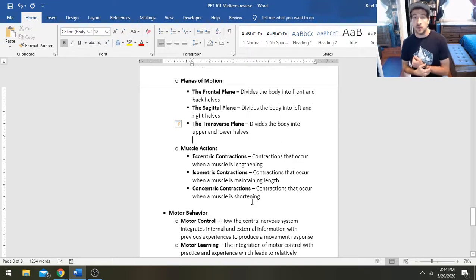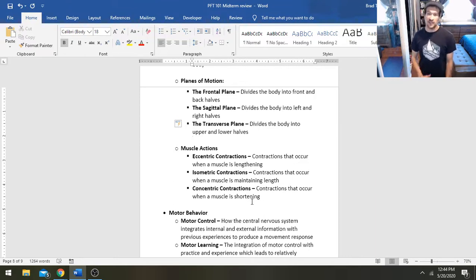We've also got planes of motion, which describe the primary directions that our body moves in, right? So you've got the frontal plane. That's going to divide my body into anterior and posterior portions. You always move along the plane of motion that you're describing. So if I talk about the frontal plane, I'm going to move along that plane by moving side to side, right? I'm being divided down the middle, so I need to slide in the direction that I'm being divided by.